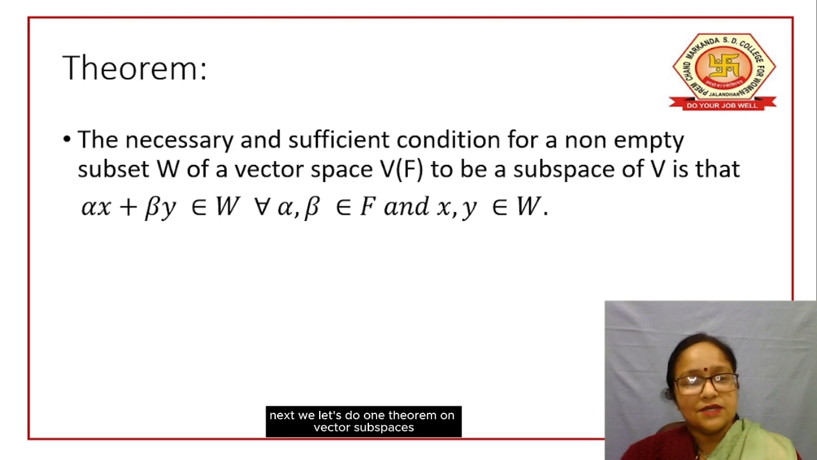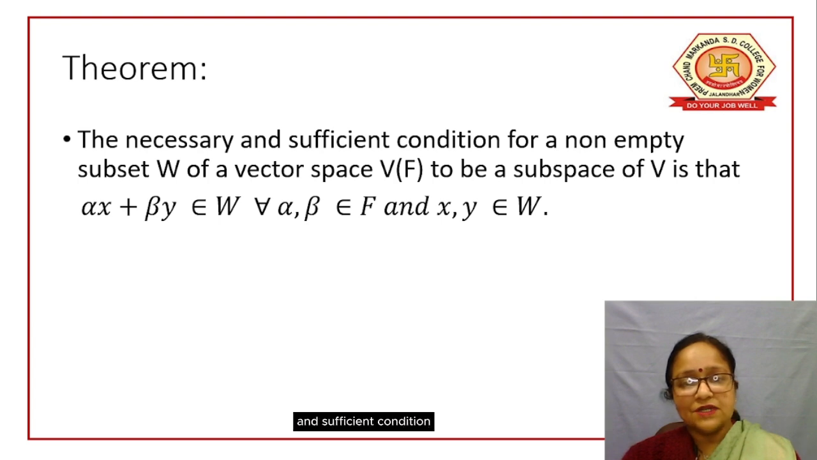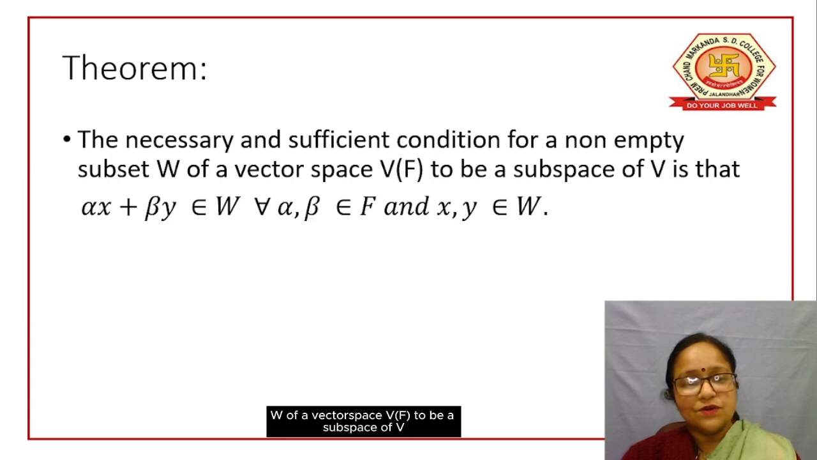Next let's do one theorem on vector subspaces. This theorem gives the necessary and sufficient condition for a non-empty subset to be a vector subspace. This theorem says the necessary and sufficient condition for a non-empty subset W of a vector space V(F) to be a subspace of V is that alpha x plus beta y belongs to W for every alpha, beta belonging to F and x, y belonging to W.